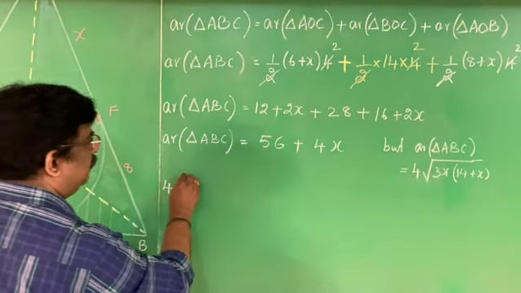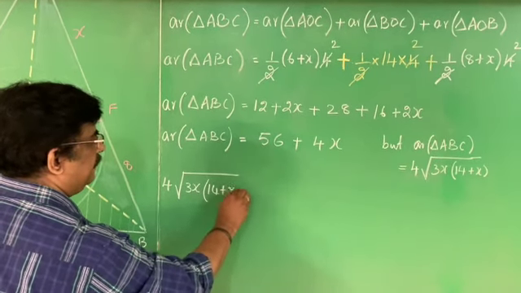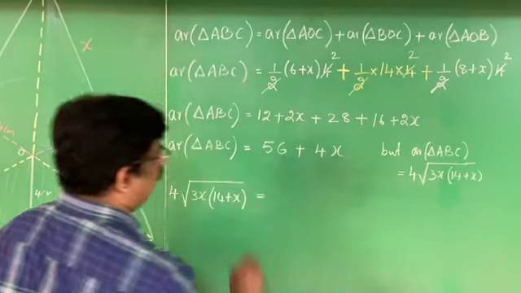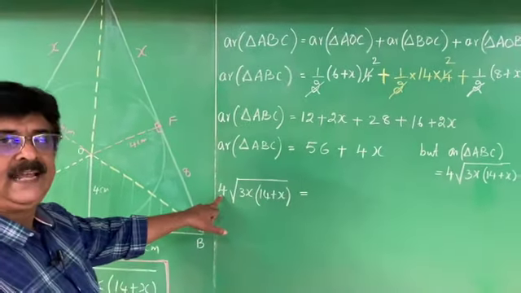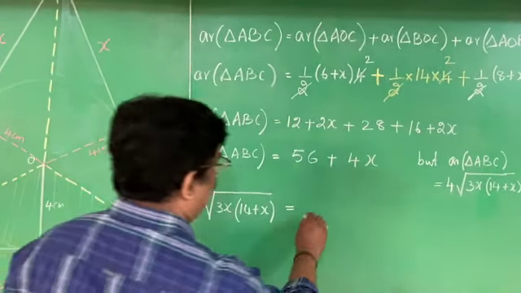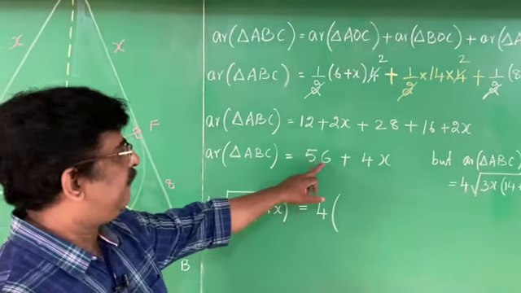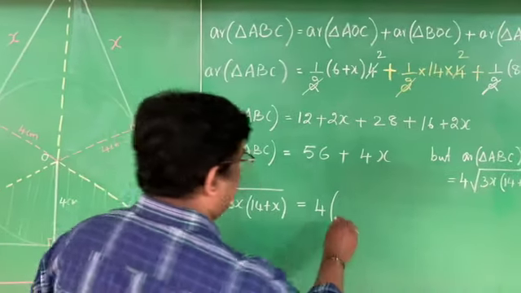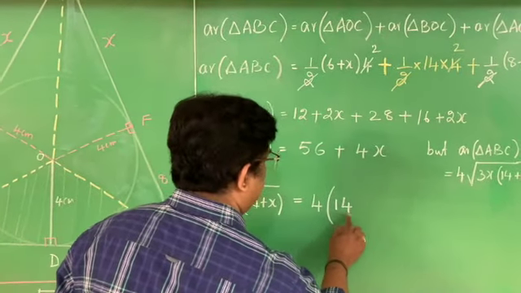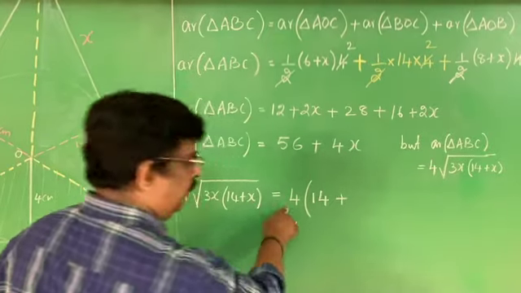4 root 3x of 14 plus 6. 14 plus 6 is equal to, here what I do is, since 4 is there, I can take 4 as a common factor. Then I remove 4. If I remove 4, 56 divided by 4, 4 ones are 4, then 1 left, 16, 4 fours are 16, 14 fours are 56, plus 4 is gone, x is there.